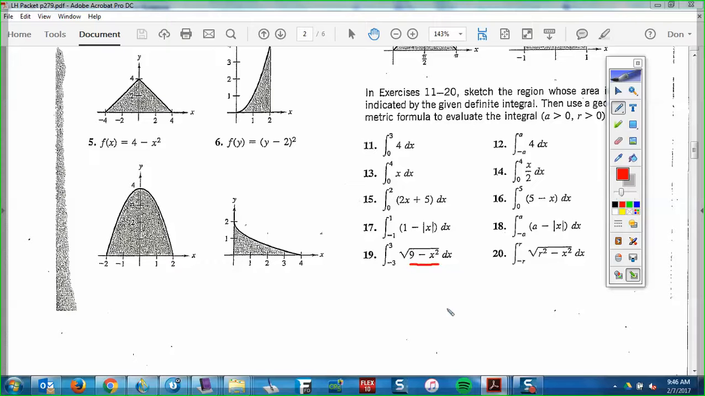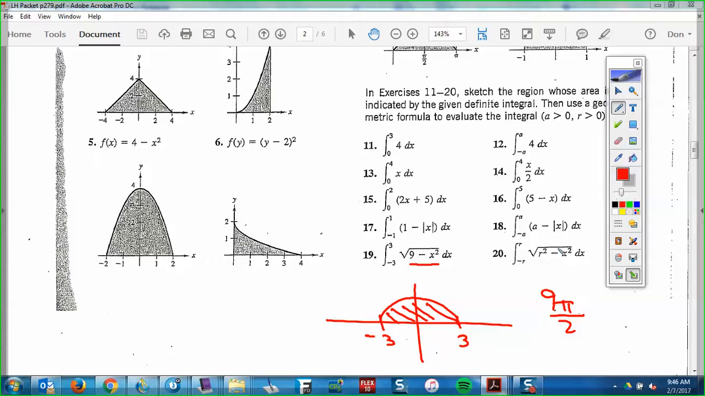No. That's a half circle. From -3 to 3, you need to be able to just look at that equation and know that that's a half circle at the origin, radius 3. And it's the top half. And so that's just pi r squared, which would be 9 pi, and then it's half that.